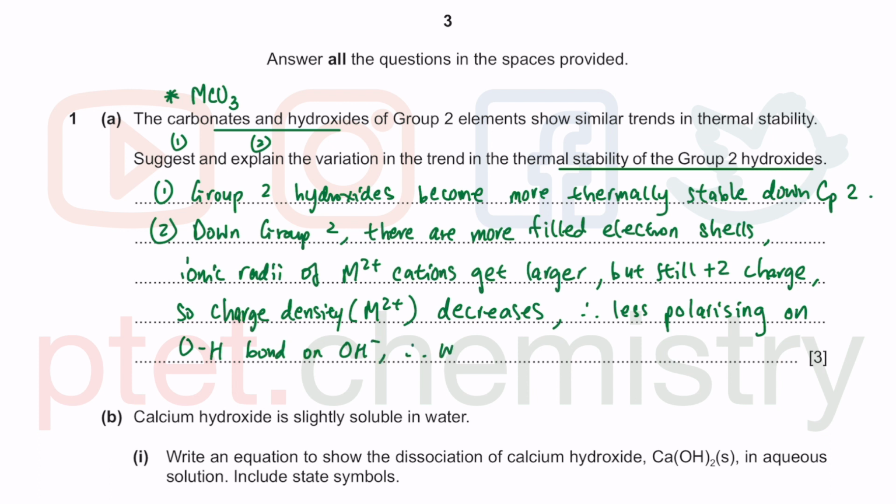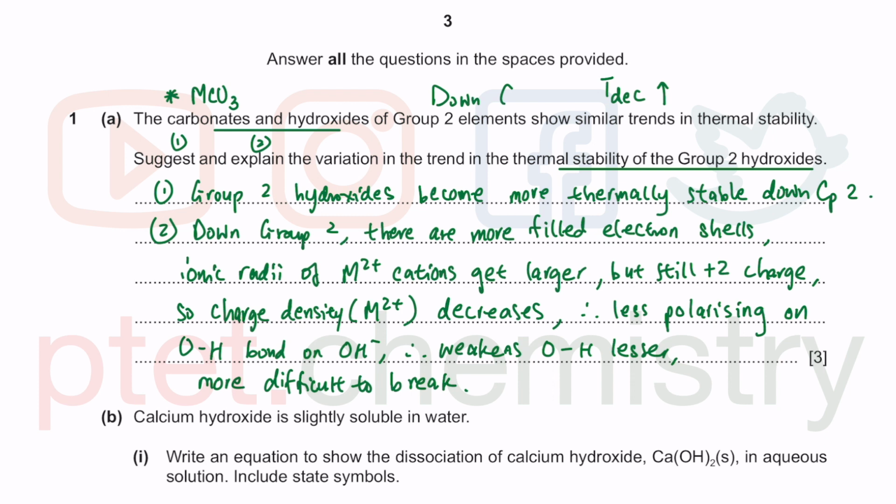So therefore it weakens the OH bond less, and if you weaken it less, it is more difficult to break. If it is more difficult to break, you require higher temperature, your enthalpy change becomes more endothermic, and your stability to heat will have increased as well. The question didn't ask for temperature or decomposition, but it will have become higher down group 2. The enthalpy change of decomposition will have become more endothermic down group 2 as well.